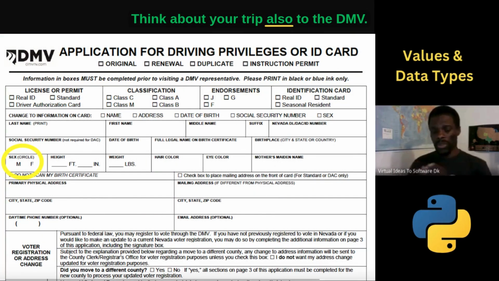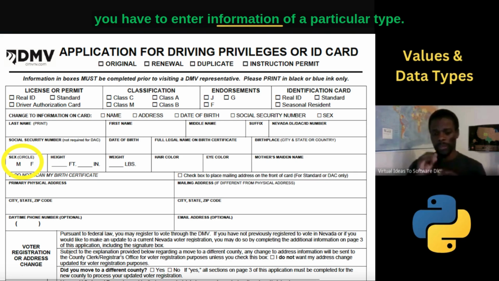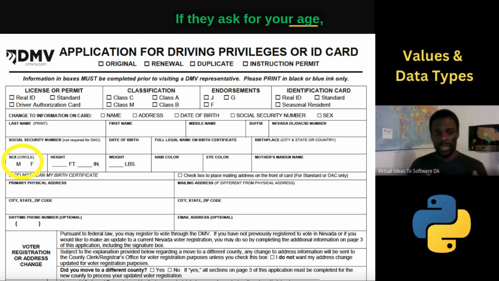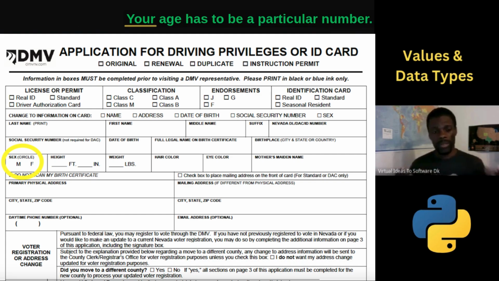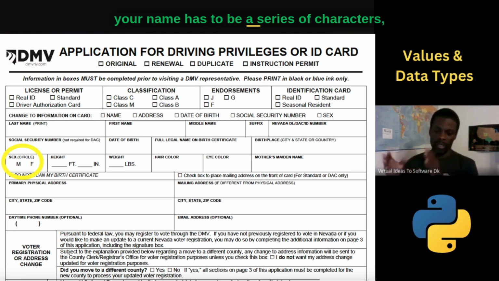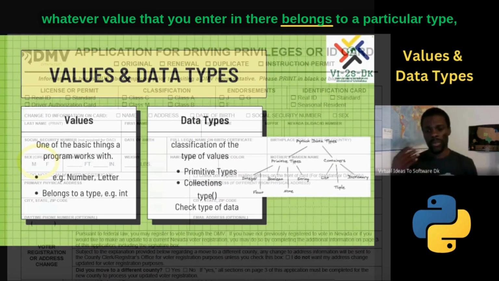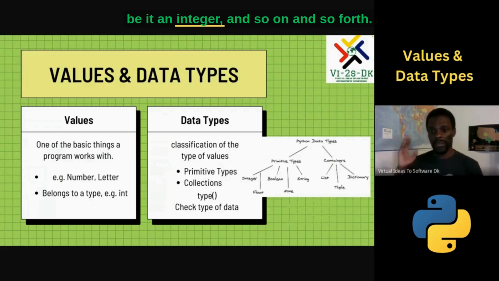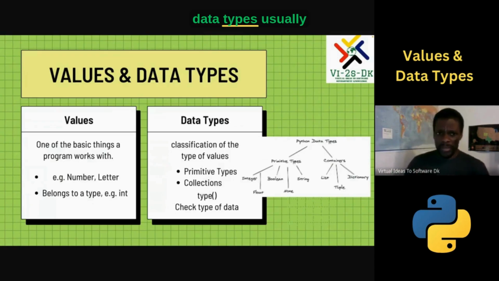Think about your trip also to the DMV. When they ask you to enter your information, you have to enter information of a particular type. If they ask for your age, you have to enter a number. You cannot say your age is X or your age is potatoes. Your age has to be a particular number. If they ask for your name, it has to be a series of characters, what is known as a string. So whatever value that you enter in there belongs to a particular type, be it an integer, and so on and so forth.